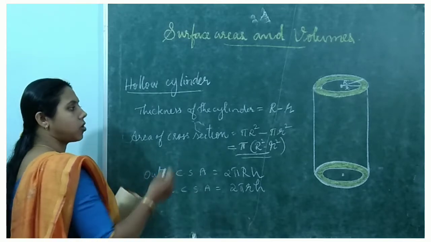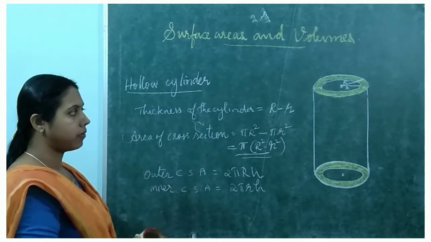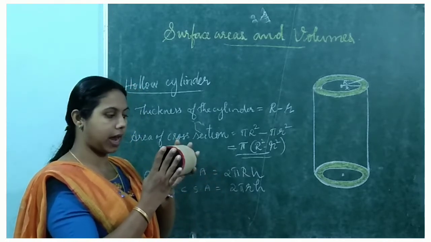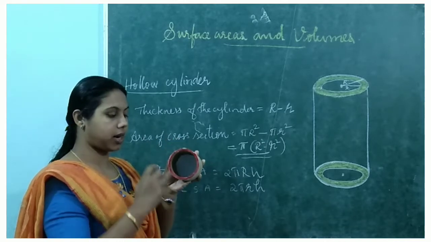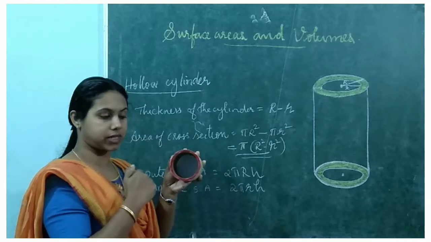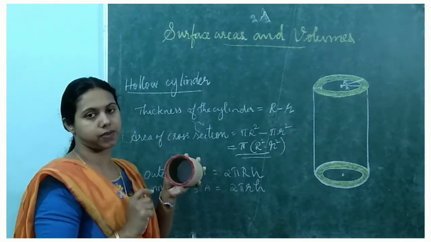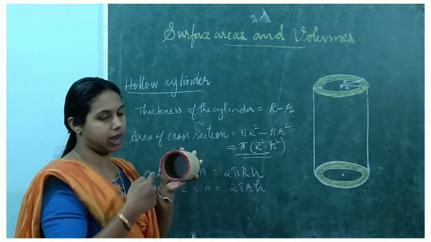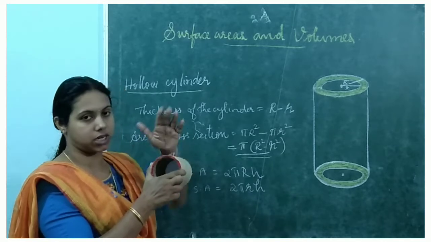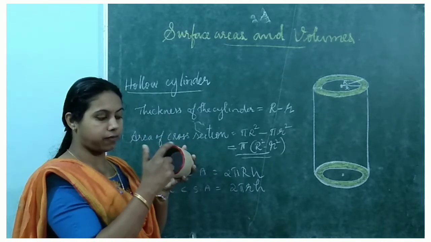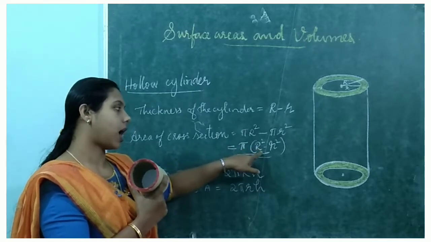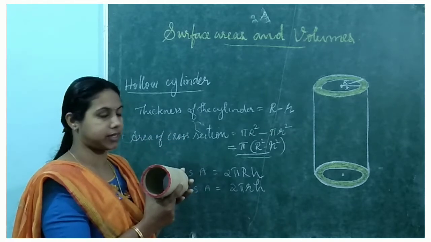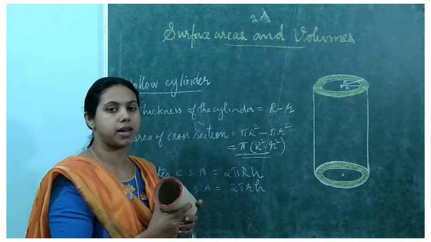And what is the total surface area of this hollow cylinder? We know that the total surface area is equal to the area of outer curved surface plus inner curved surface area, plus these two cross sections. Here the area of this cross section is pi into R square minus r square. There are two circular cross sections at the two ends. So 2 pi into R square minus r square.